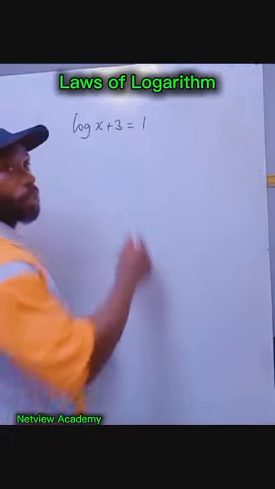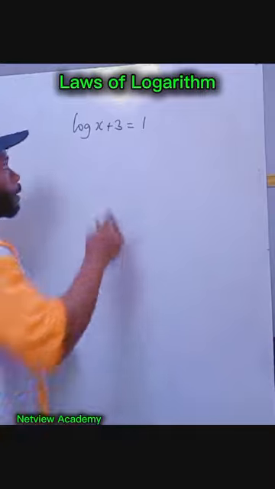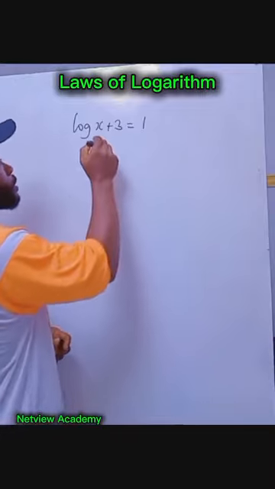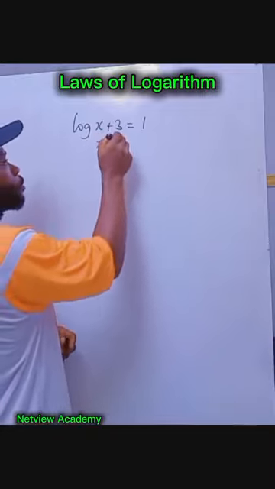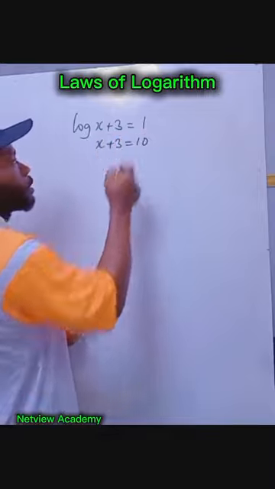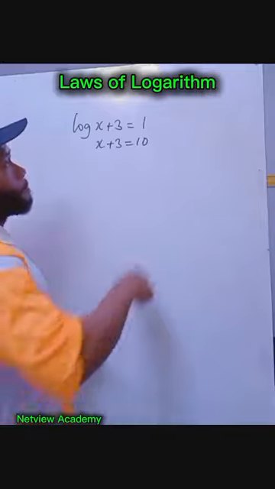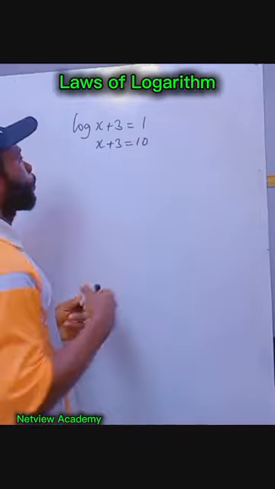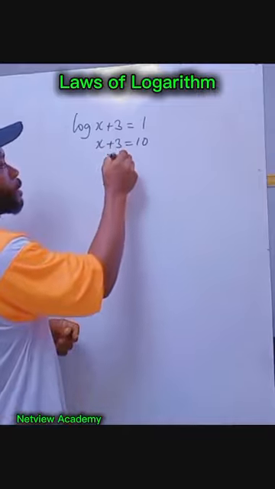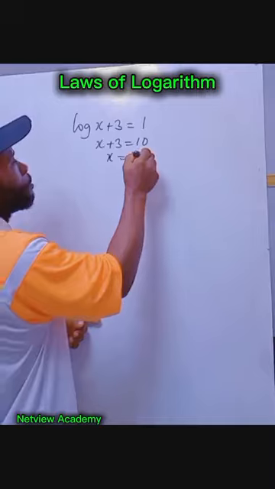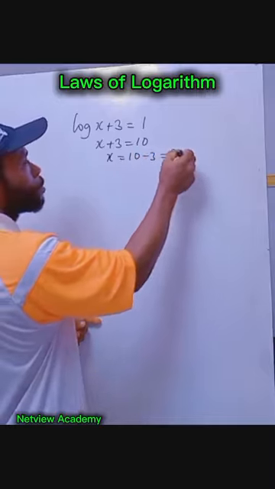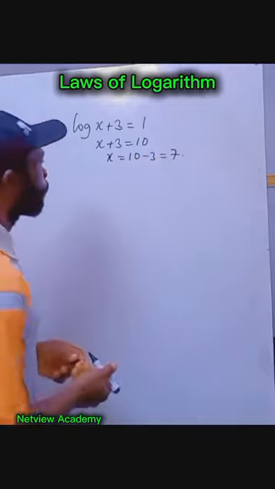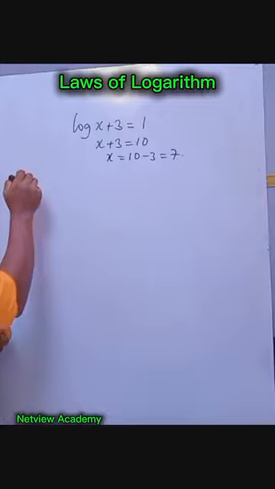Log x plus 3 is equal to 1. And this can be expressed as x plus 3 is equal to 10. I'm going to put 10 in place of 1 in this equation. x is equal to 10 minus 3, which is equal to 7. Look at this other equation.